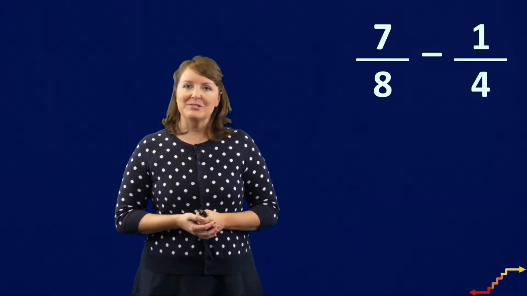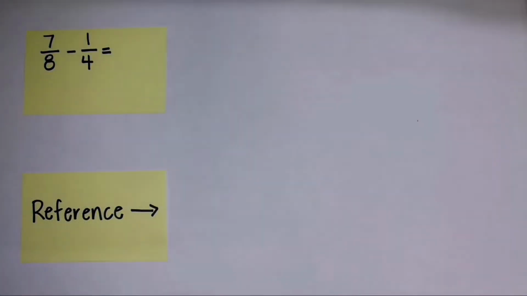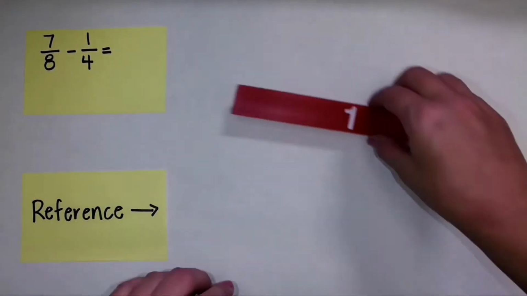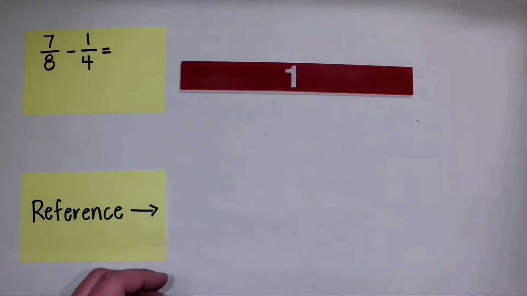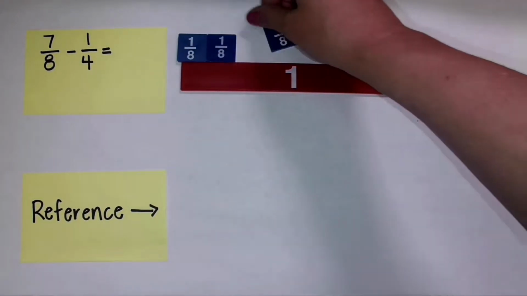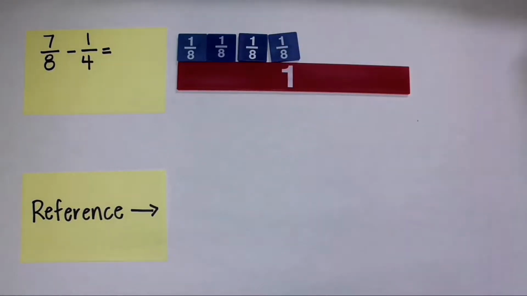So let's see what this looks like with manipulatives. When I'm working with manipulatives, I always want to have my abstract form of the number written out. So I've done that already on my note. And I'm going to show the fraction 7/8, and then I want to take away 1/4 from that 7/8. And there's a few ways that we can do this, and I'll model a few different ways here today.